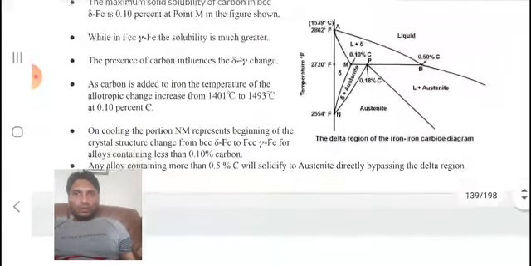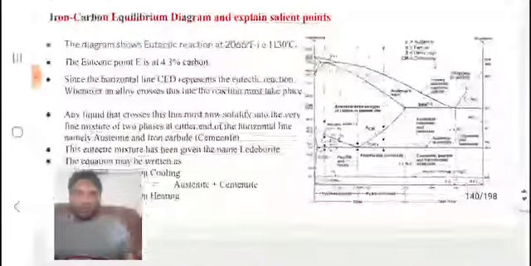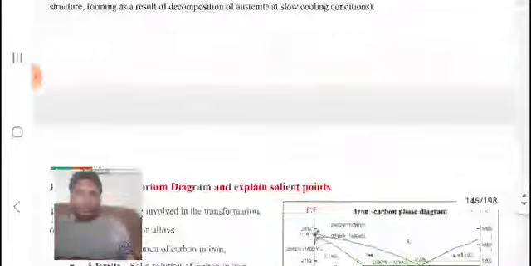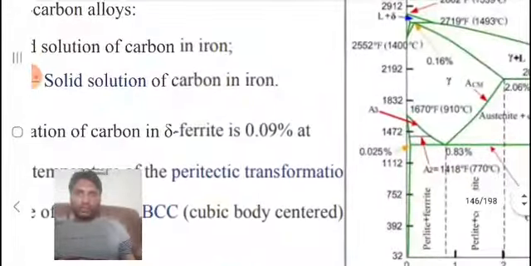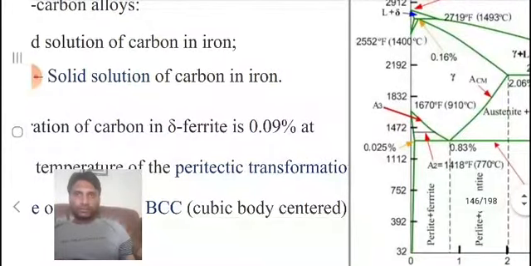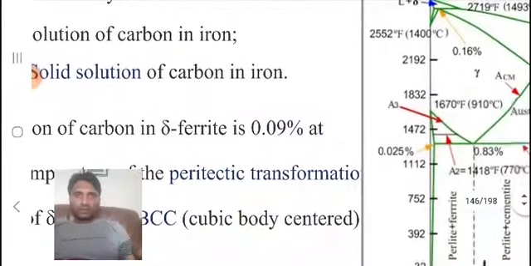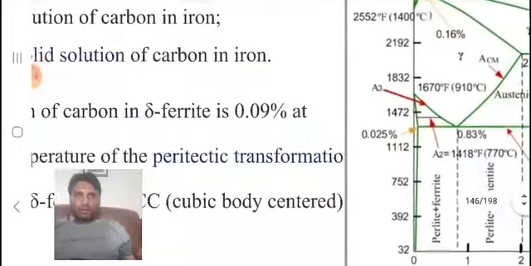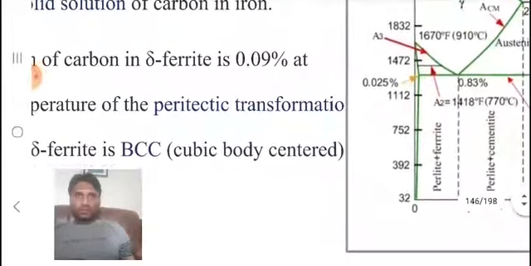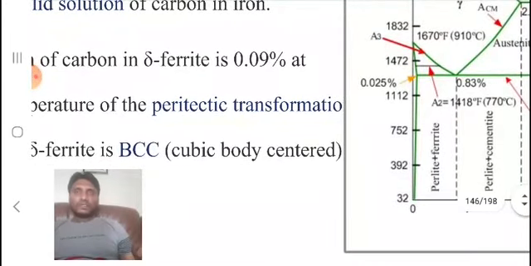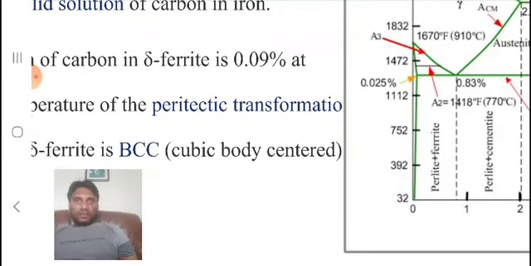Therefore this is not of much importance. The only area we are more concerned with in heat treatment or any engineering applications is this area, only this area, exactly this area, that is the A3 line, the ACM line, and the lower critical temperature line.